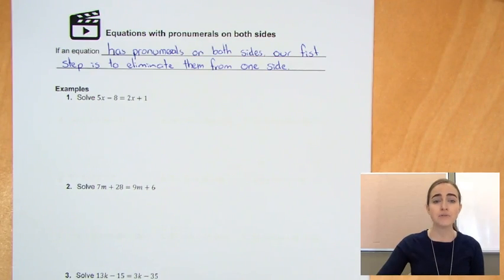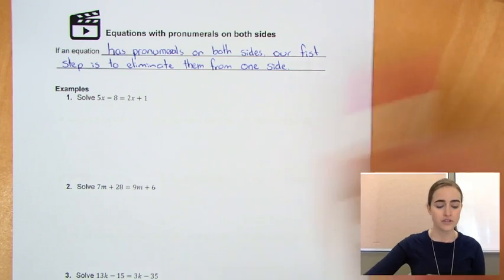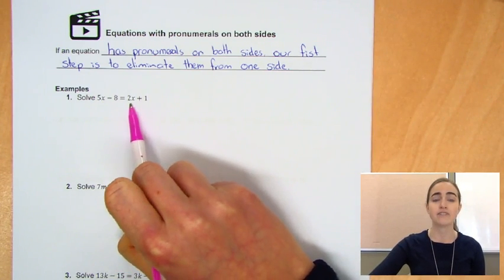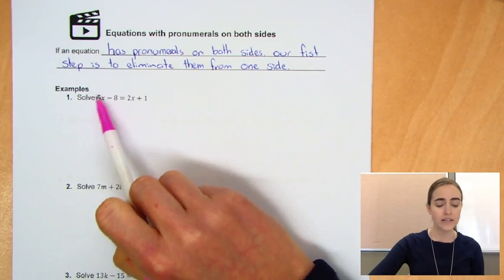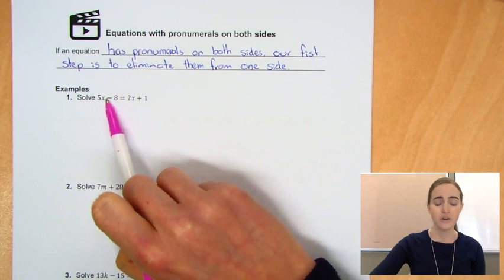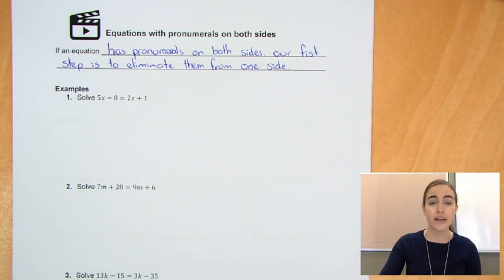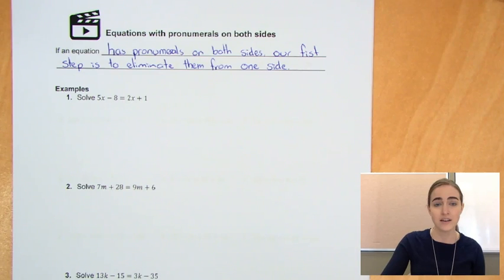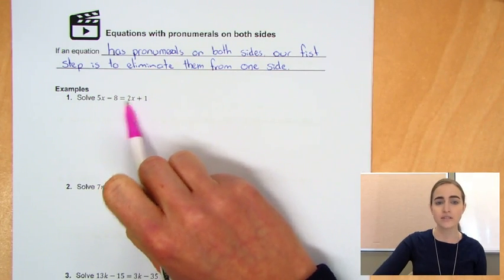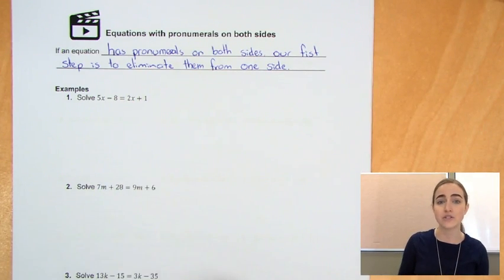So our first example asks us to solve 5x minus 8 equals 2x plus 1. So you can see that we've got x's on both sides of our equation. So we either need to get rid of this 5x off this side or the 2x off this side. It doesn't really matter which one you do, you'll end up with the same answer regardless. But it's usually nice to try and keep our x's or our pronumerals positive because they're a bit nicer to work with. So that means that we usually get rid of the smaller one. So because we've got a 2x is smaller than 5x, let's get rid of that 2x.